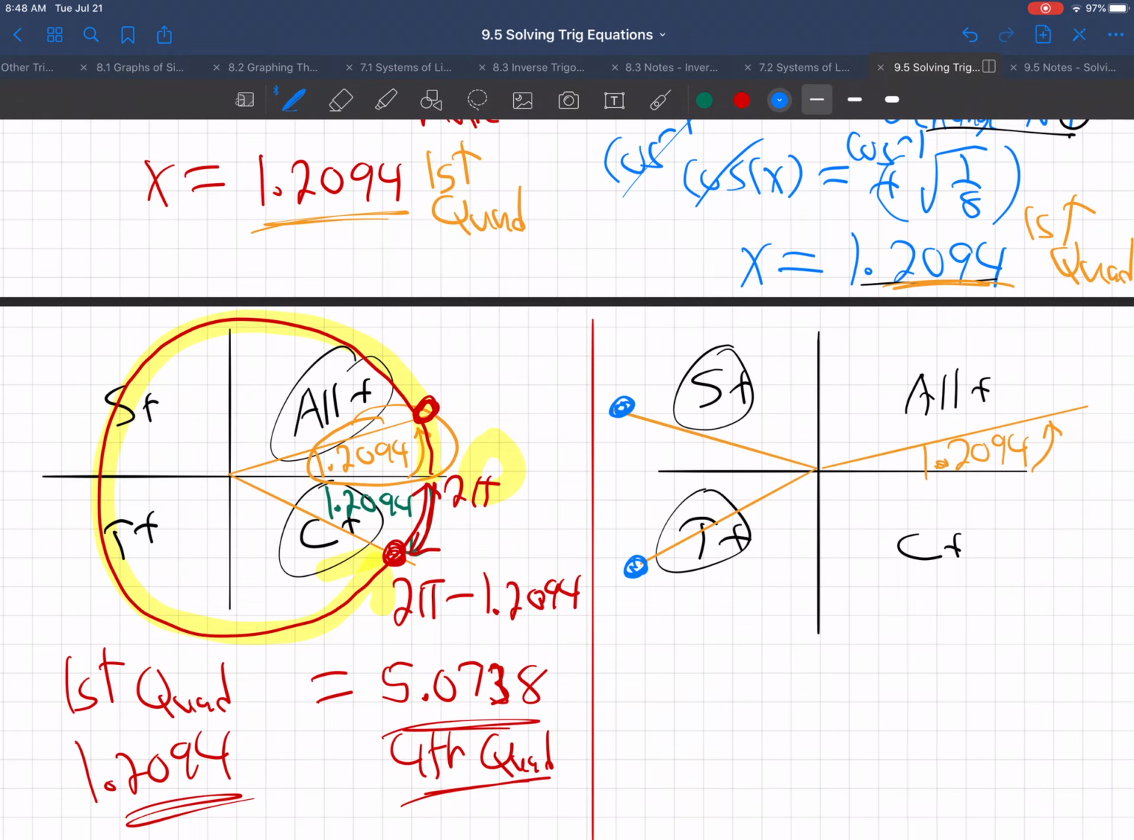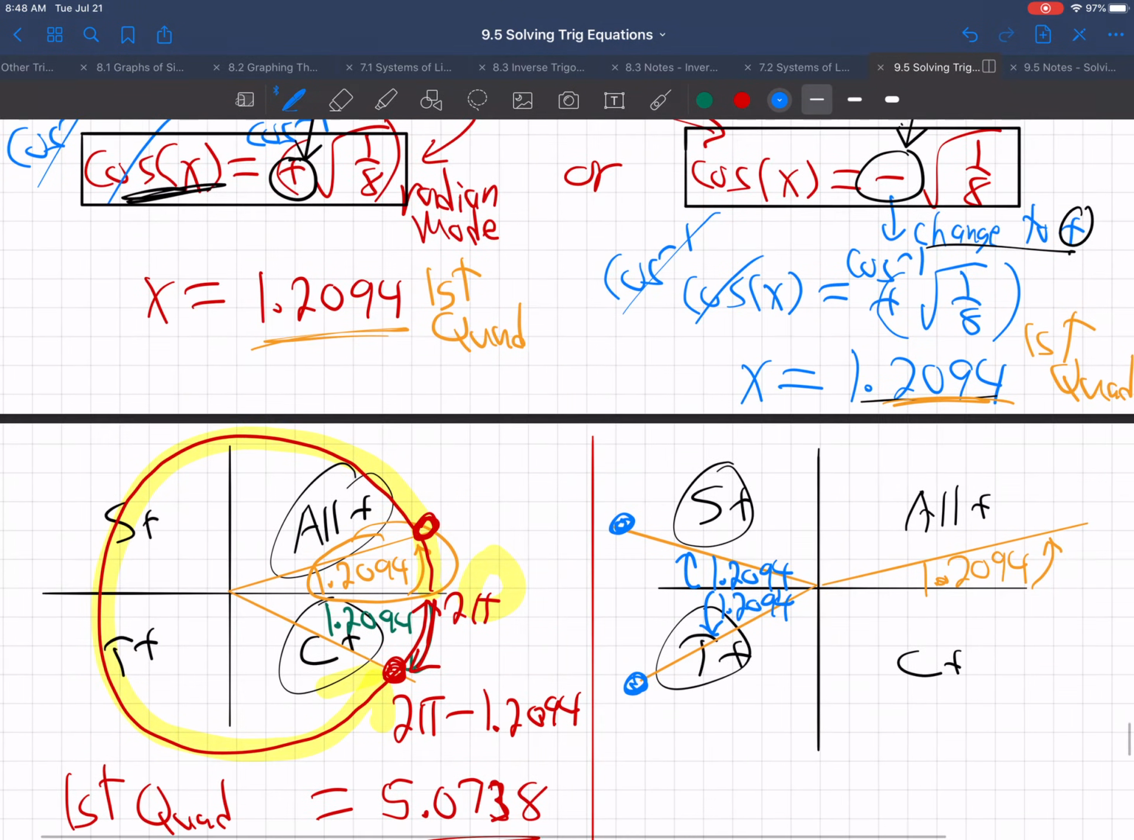Again, this is 1.2094 from there to there, and 1.2094 from there to there, right? They're always off the x-axis by the same amount. They're the same reference angle. They refer to the x-axis, same distance with reference to the x-axis. So they're going to be all the same trig. They're going to be the same cosine, same sine, tangent, secant, etc. They're going to be all the same values other than the plus or minus.